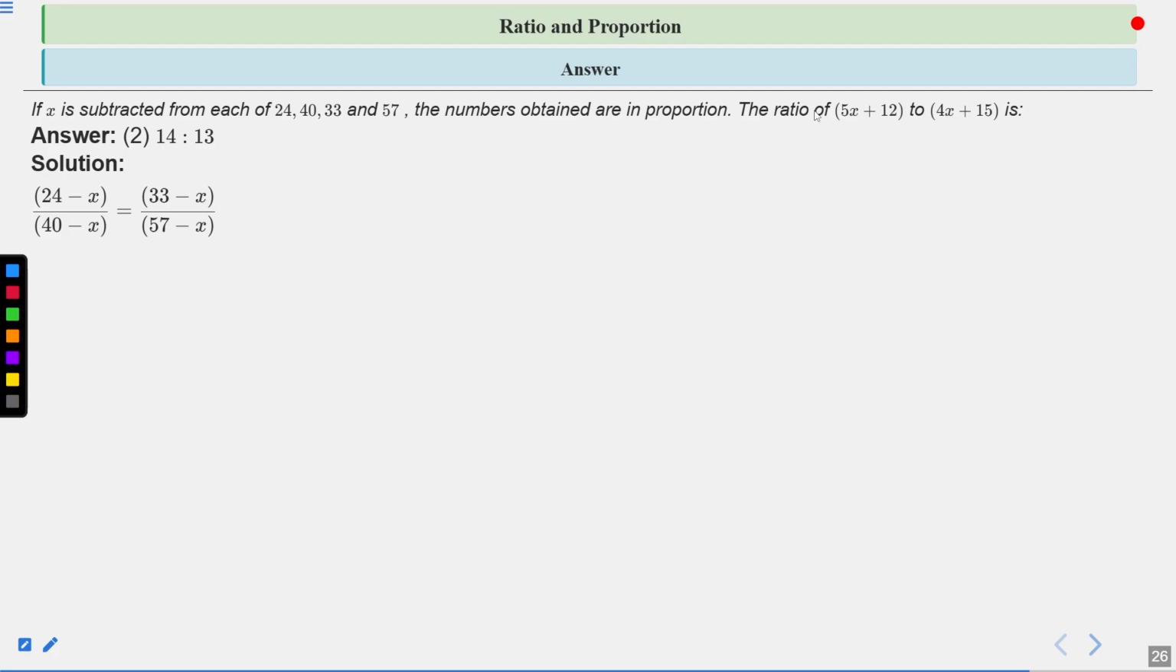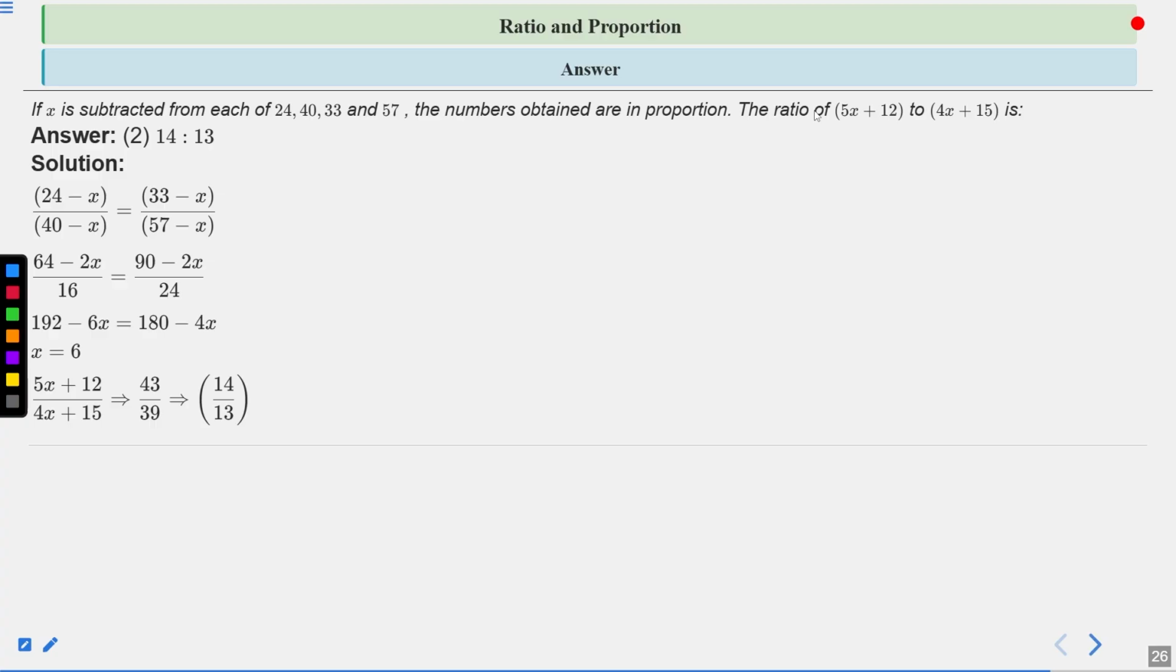So according to the question, we can say that 24 minus x upon 40 minus x equals 33 minus x upon 57 minus x, because they are in the same proportion. So we get 64 minus 2x upon 16 equals 90 minus 2x upon 24. So we get 192 minus 6x equals 180 minus 4x. So when we simplify it, we get the value of x, which is 6.